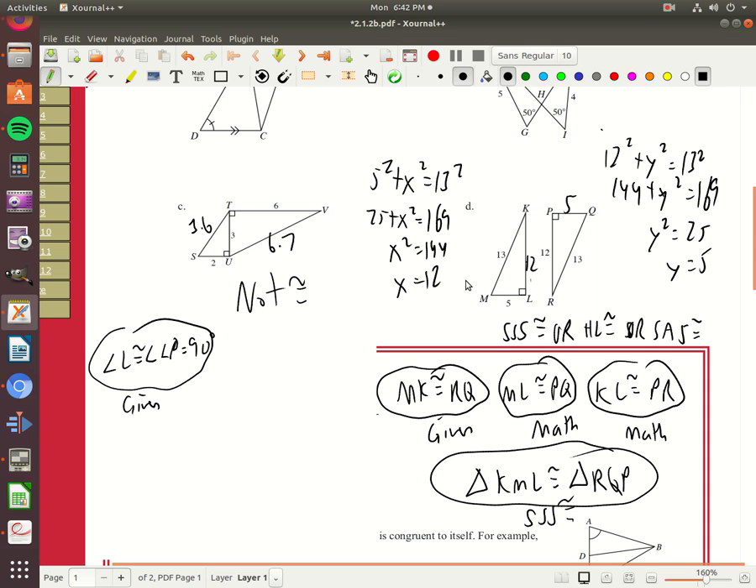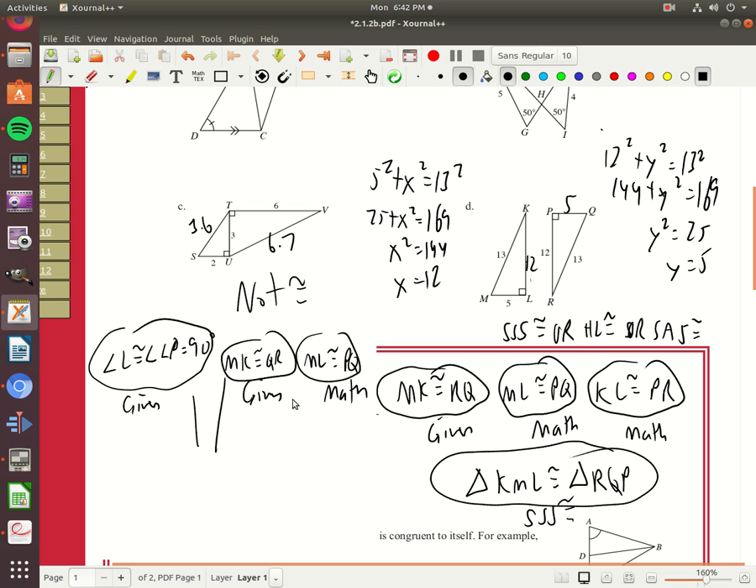Now we're going to say that we have to prove a hypotenuse, right? So we'll say MK and QR, because that will prove our hypotenuse. So MK is congruent to QR. That was given. And then the last thing is we have to prove one of the legs. It doesn't matter if you say ML and PQ, or if you say KL and RP, but you have to prove one of the legs. So I'll just say ML. I think I said that one first. ML and PQ, and we know that because of math.